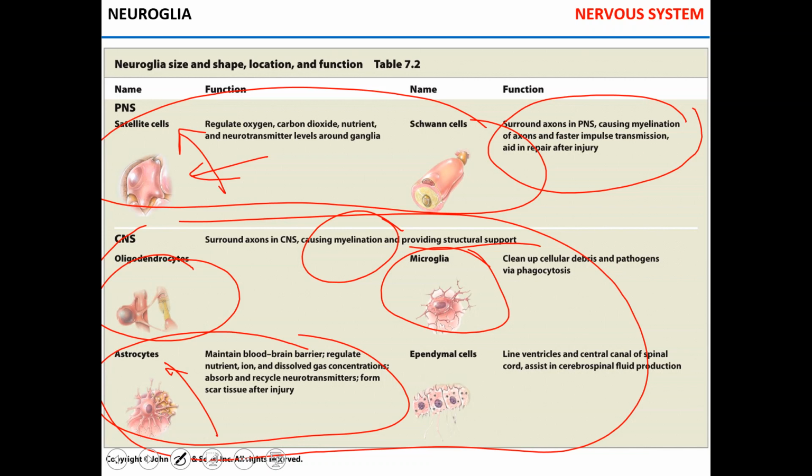And finally, ependymal cells here that produce cerebrospinal fluid. They can be found in the ventricles and in the central canal of the spinal cord.